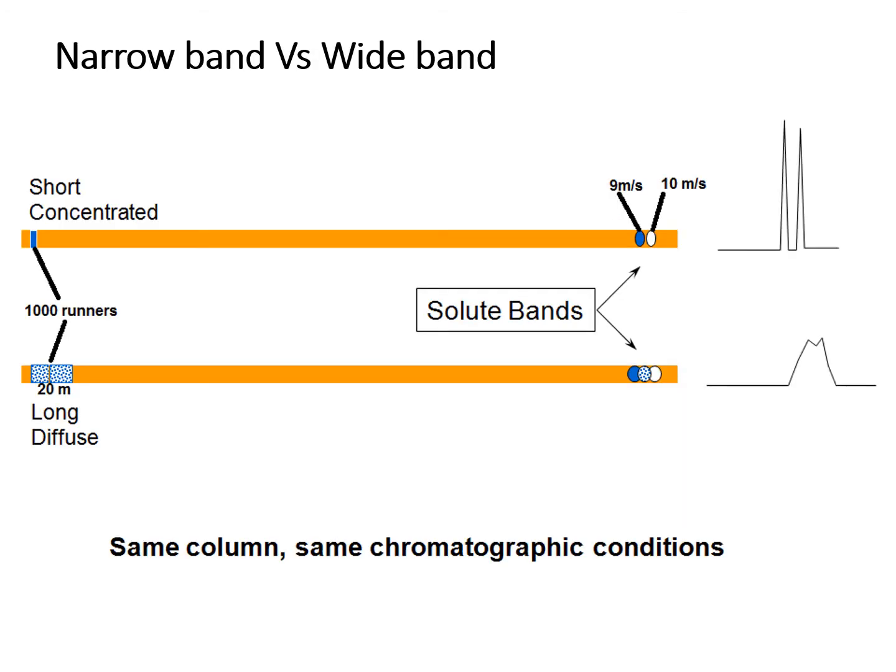The diagram shows the difference between the narrow band and the wide band. So, a short band and a long, diffuse band. Okay class, if the solute band is short and concentrated, the separation will be nice. If, let's say, it runs long and diffuse for 20 minutes, the solute bands overlap each other, so you will get a very broad peak. So, same column, same chromatography conditions.